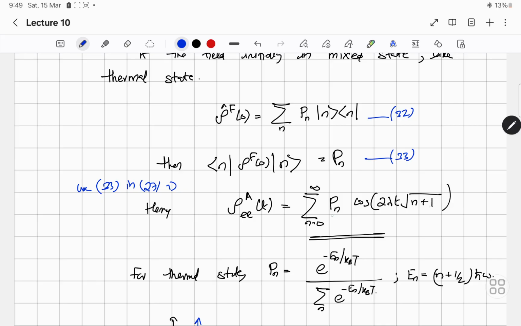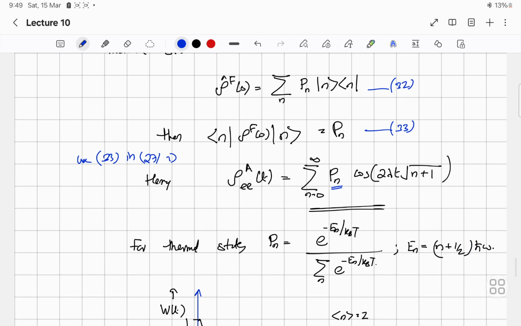Okay, now we have to know what is the P_n, the probability of the incoherent superposition to find the field in the nth state, in the Fock state n. Now we have known certain distributions. So one particular distribution is the thermal state. So if the field is in thermal state, then the probability P_n is given by e raised to minus E_n by k_B T divided by sum over n of e raised to minus E_n by k_B T.